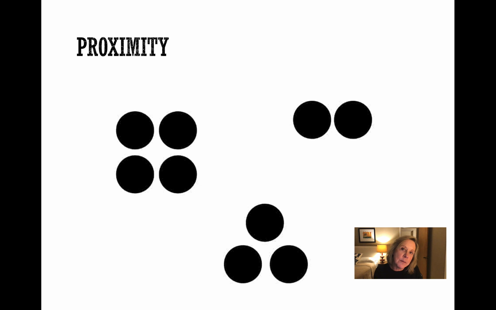Here's a very simple example of proximity. We have dots here, circles, black circles. If these were spread out, we would see no relationship between them. But because dots are placed together, we don't see or notice first the individual circles. What we notice is a square, a line, and a triangle.